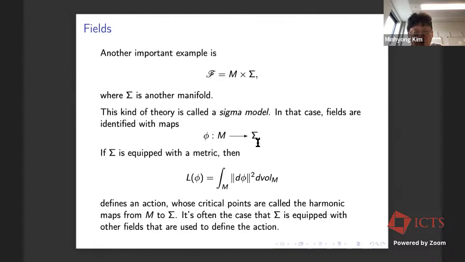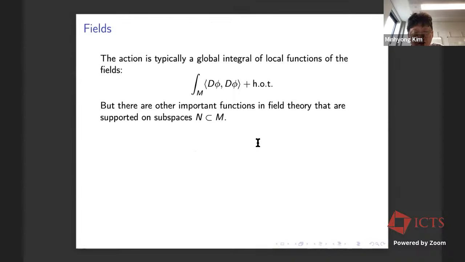Okay, so that's a brief review of what physicists mean by fields. But sorry, the last thing I want to talk about is actions. Actions typically take this form. They're integrals over the whole manifold of something that looks like a quadratic function of the fields, typically, plus some higher order terms. This is what most of the actions that physicists are interested in look like.